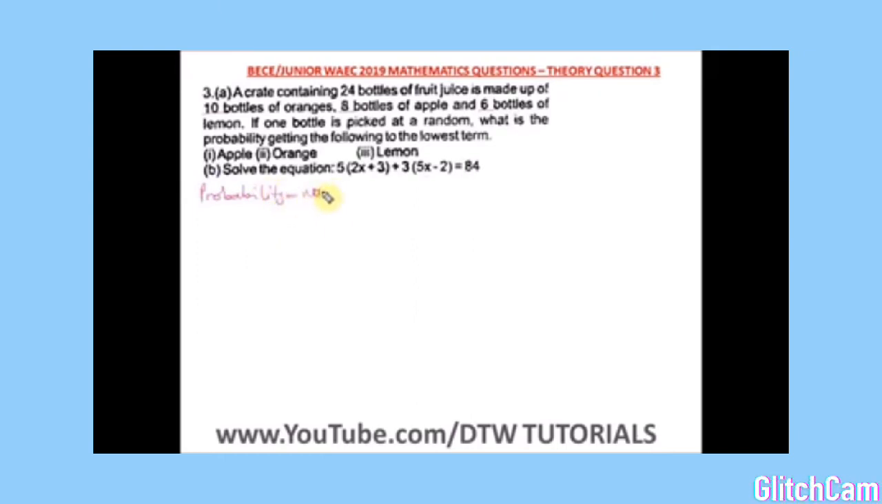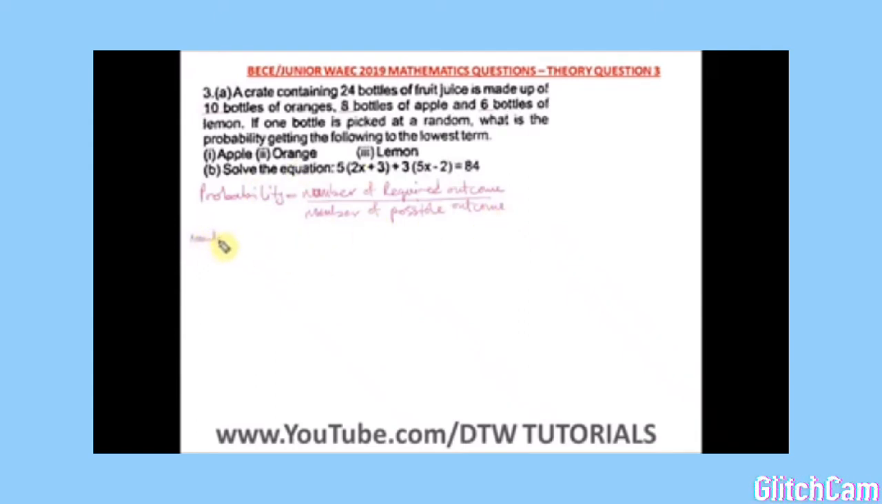I wanted to abbreviate, but don't abbreviate in your theory. Okay, you say number of required outcome divided by number of possible outcome. Okay, so this is the formula for probability. Then let us write the number of possible outcome.